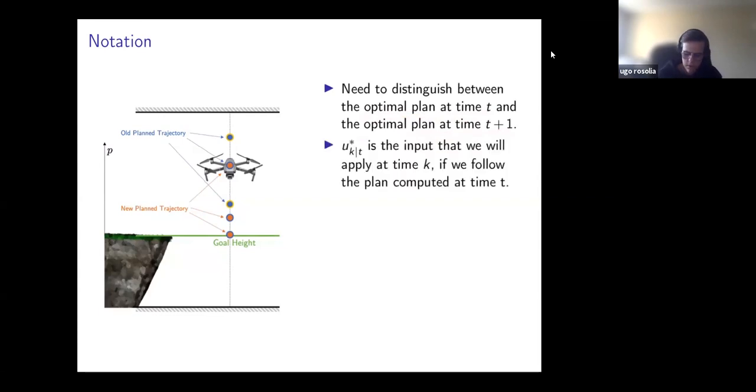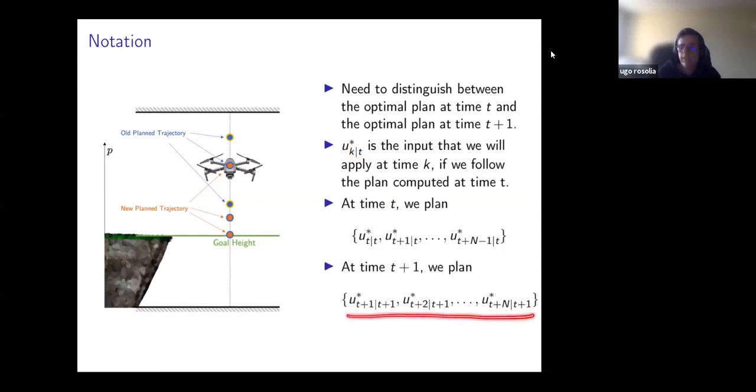In order to do so, we are going to introduce this notation. u at time k given t is the input that we will apply at time k if we follow the plan computed at time t. The reason why we are using this notation with this conditioning is simply to distinguish between the optimal plan at time t and the optimal plan at time t+1. Any questions about this notation?